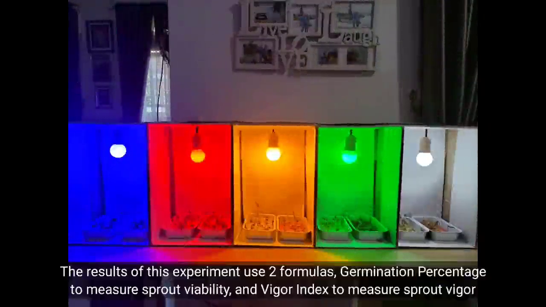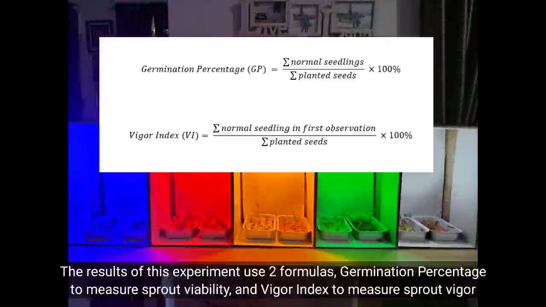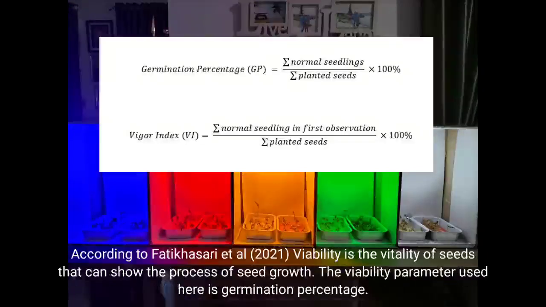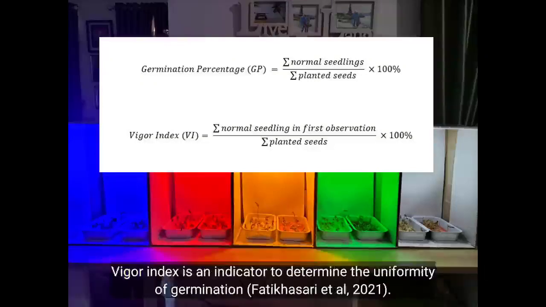The results of this experiment used 2 formulas: germination percentage to measure sprout viability and figure index to measure sprout figure. According to Makassar et al. 2021, viability is the vitality of seeds that can show the process of seed growth. The viability parameter used here is germination percentage.